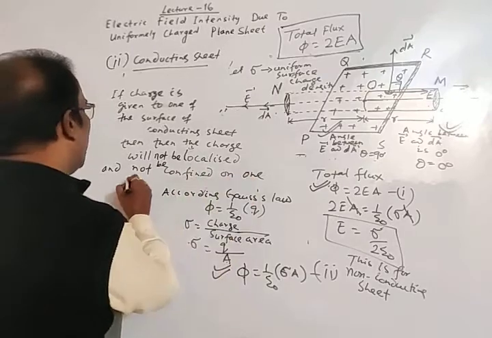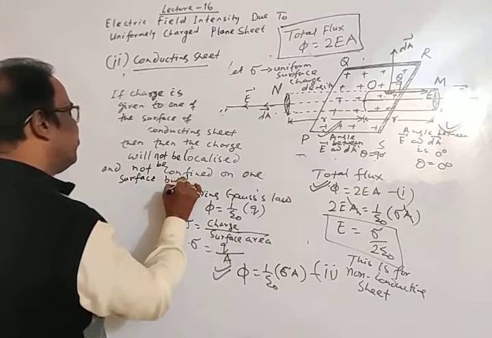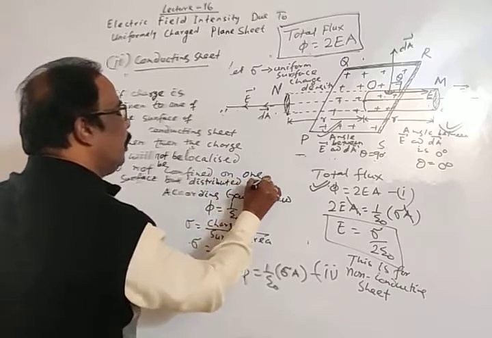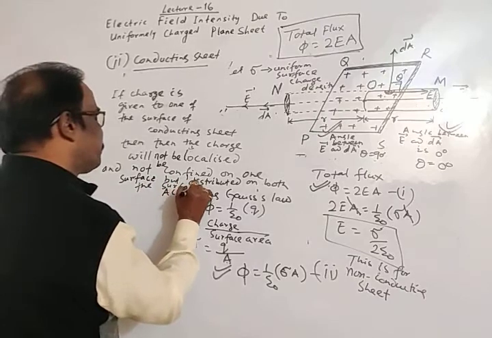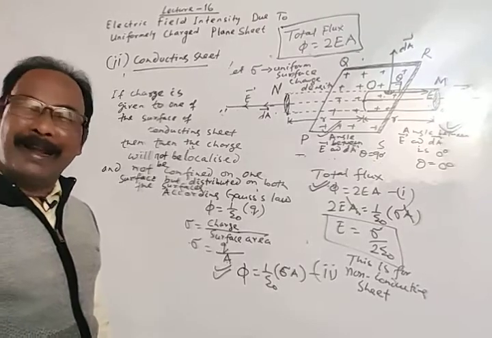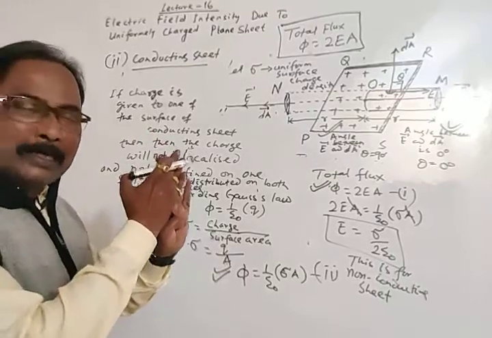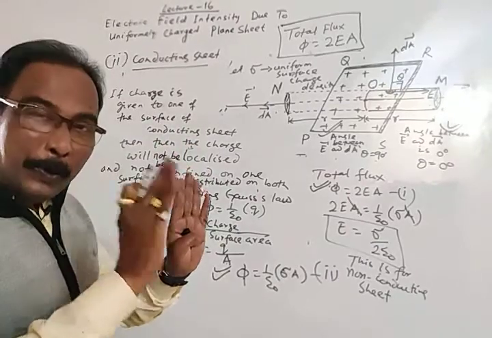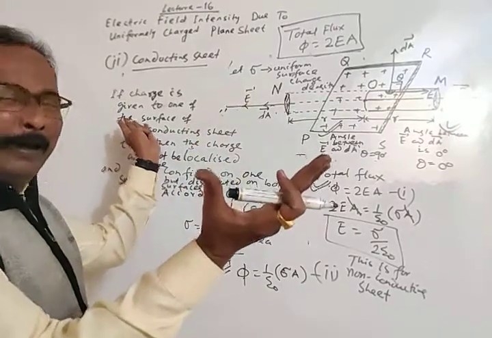It will not be confined on one surface, but distributed on both the surfaces. This is the difference between conducting and non-conducting. For a non-conducting sheet, charge is confined on one surface, but for a conducting sheet, charge is distributed on both surfaces, though charge is given to one surface. But electric field will be on both sides.